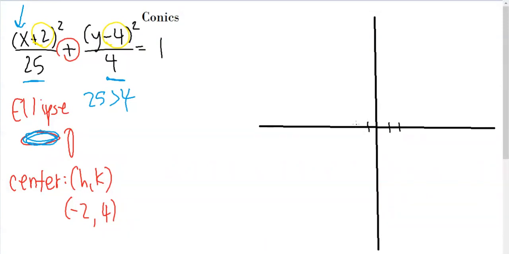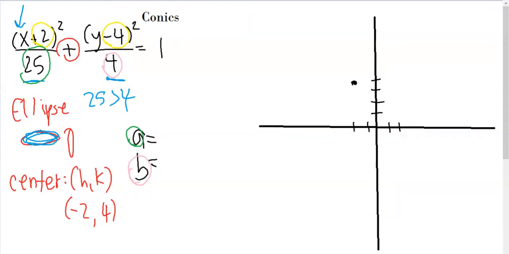So we have −2, and then 1, 2, 3, 4, somewhere around there. The next thing that we're going to identify is our a value and our b value. So our a value is going to be 25 and our b value is going to be 4.